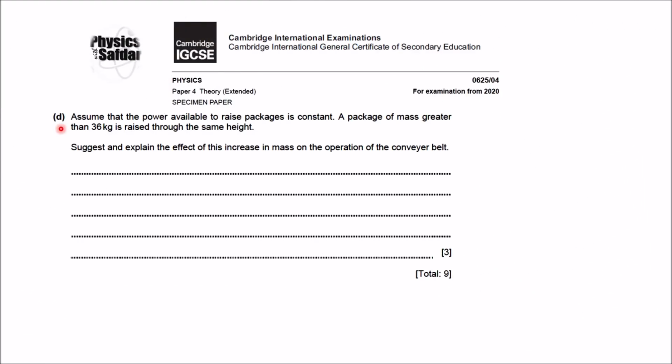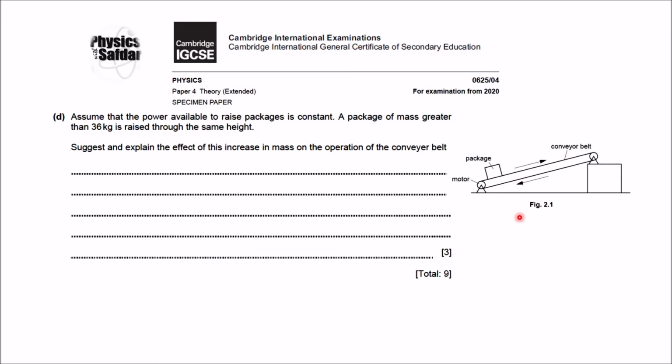Part D of question 2. Assume that the power available to raise the package is constant. A package of mass greater than 36 kg is raised through the same height. Suggest and explain the effect of this increase in mass on the operation of the conveyor belt. So jump to the diagram.